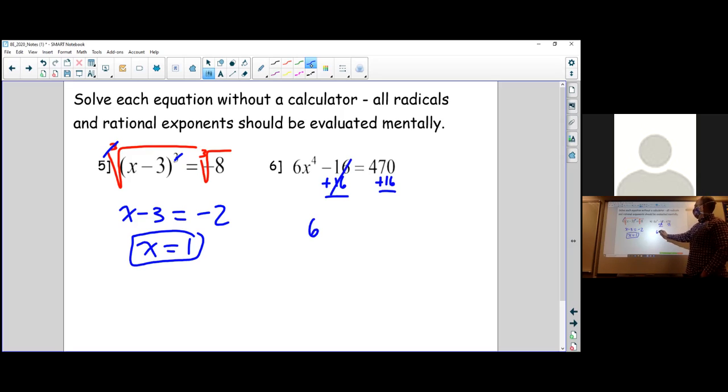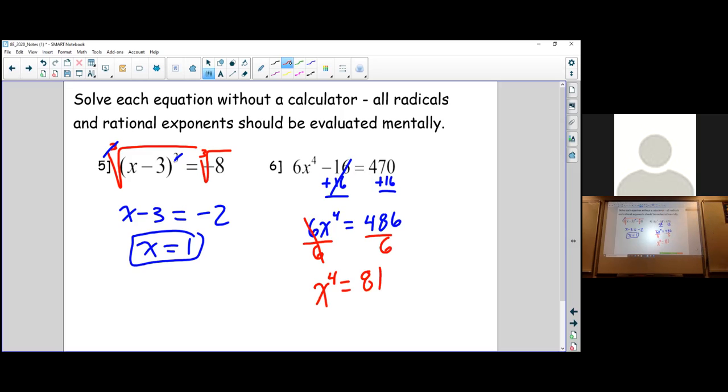So those cancel. What is that? 486. My arithmetic okay? Okay. Now, I eventually want to do x to the 4th, but I'm still not there. 6 is being multiplied times x to the 4th. So if this was back in algebra 1 and we had 6x equals 486, we just have to divide both sides by 6. It's the same rule here. Okay, so all I'm going to do is divide by 6, divide by 6. Those cancel. I get x to the 4th is equal to, let's see, 6 goes into 48 8 times, 6 goes into 6 once. So I wind up with 81.